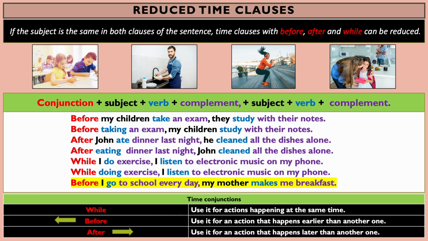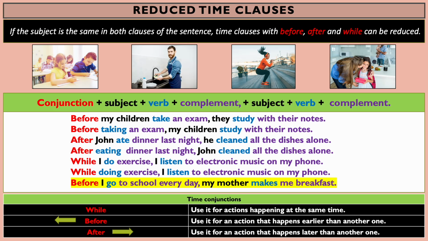In the second example, John is the subject and he is also the subject. So John and he are the same. That's why we can do the reduction. And the reduction is, after eating dinner last night, John cleaned all the dishes alone. And for number 3, the subject, I, in the first part of the sentence, is also I in the second part. That's why we can also do the reduction. Like, while doing exercise, I listen to electronic music on my phone.